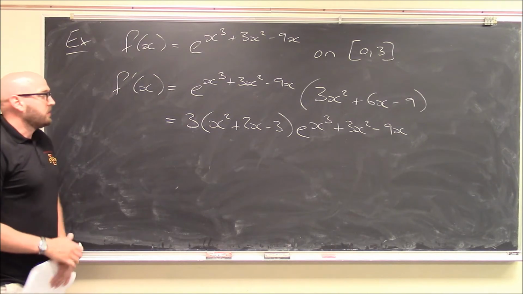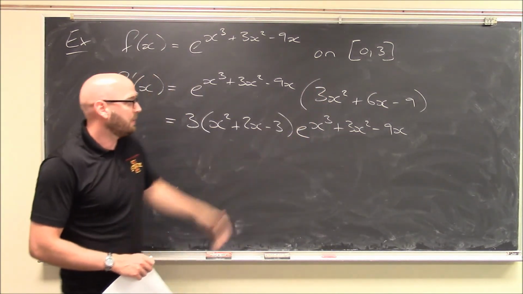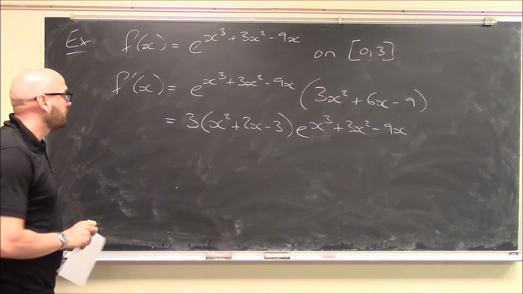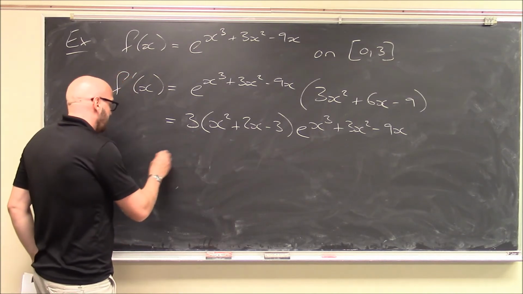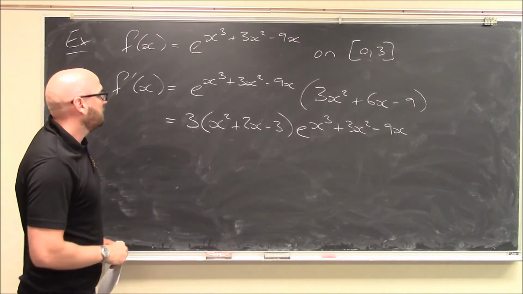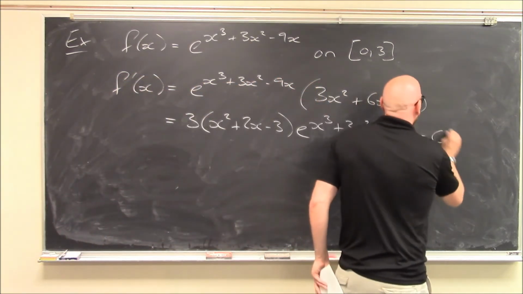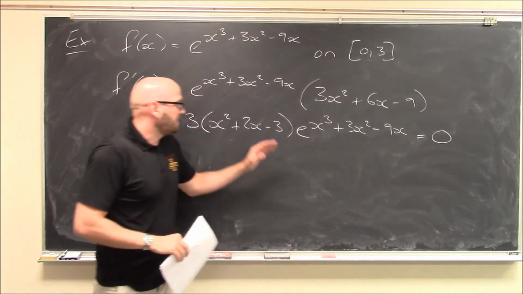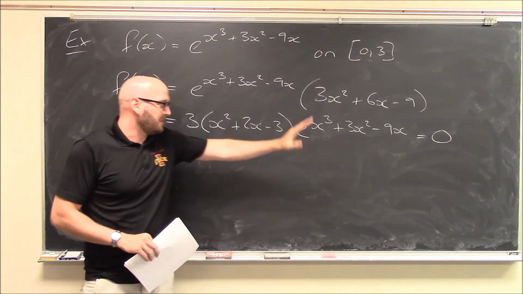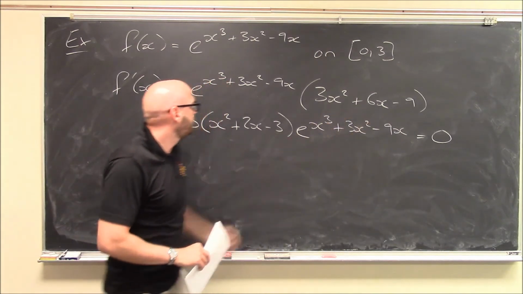So I want the critical numbers. Is this ever undefined? Well, polynomials are defined everywhere, exponential functions defined everywhere. So this is defined for all values of x. The only question is, can it equal 0? Can this equal 0? So I'm just going to set it equal to 0 right now. It's not completely correct to string these equalities together because I'm technically saying my derivative is equal to 0. It's not. But I'm solving this equation. When is this equal to 0?